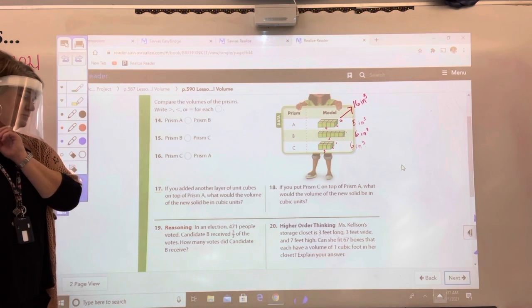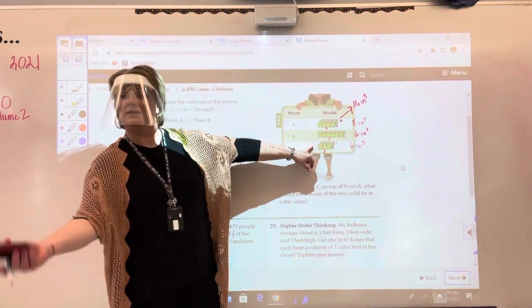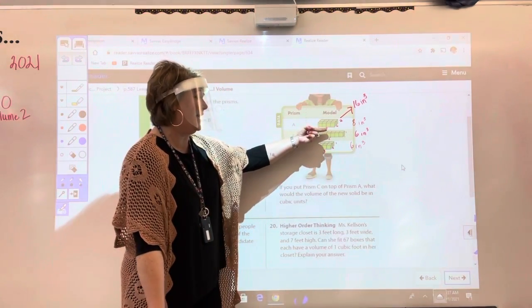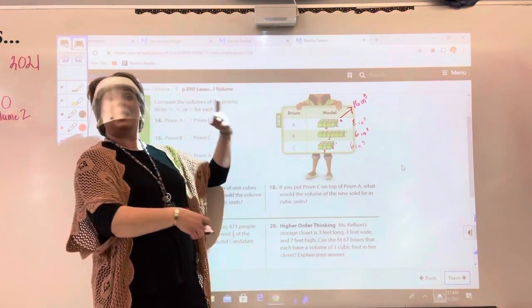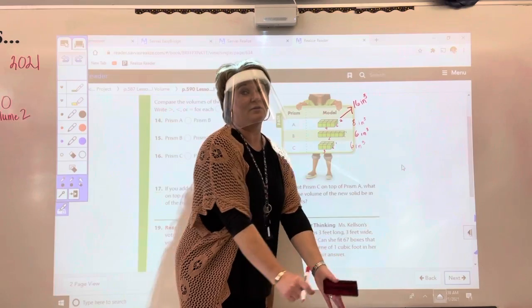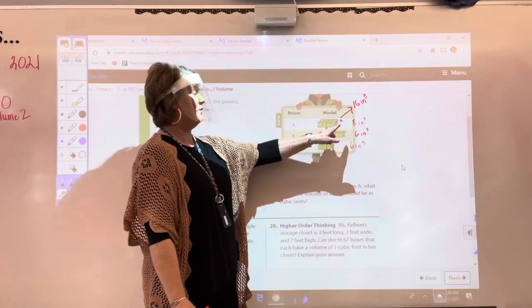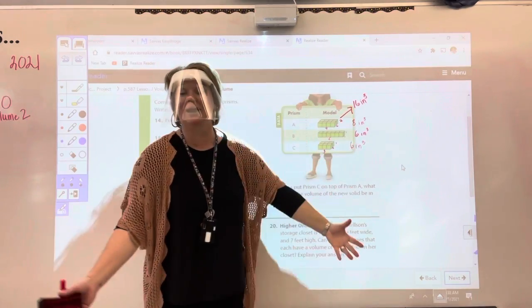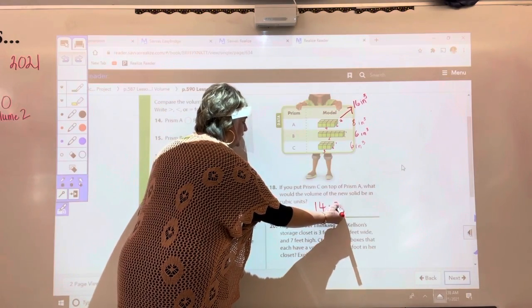Now on 18. If you put prism C on top of prism A, all eyes up here, okay? Look at prism C. How long is prism C? 3. How long is prism A? 4. That means they're not the same size. So on the front, when we had 2 different sizes, we found the volume of one, we found the volume of the other, and then what did we do? Added them together. So what's the volume of prism C? 6. What's the volume? We're going to go with the original number, okay, not the new number. What's the volume of prism A? 8. So let's add those together. What would we get? 14 what? Inches cubed.